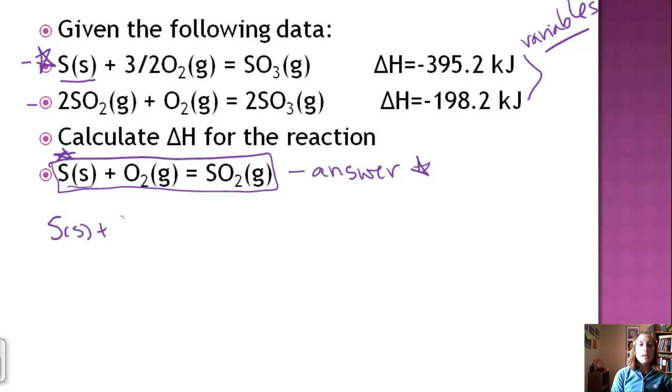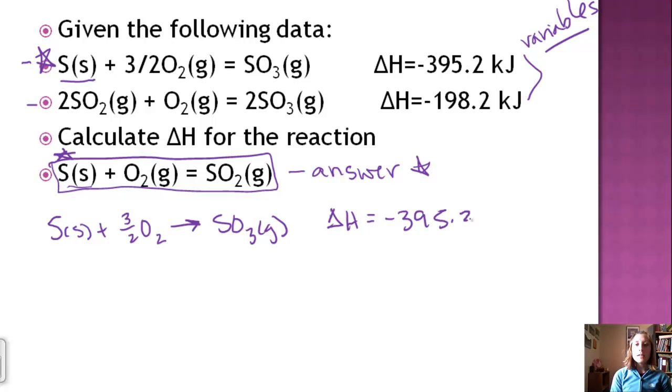So sulfur as a solid, plus 3 halves O2. Now you're going to see some fractions as coefficients. For our purposes in Hess's Law, that's okay. Then goes to SO3 as a gas. And then I always write down the delta H's to keep track of them. So since we didn't change anything, I just write it down as normal.